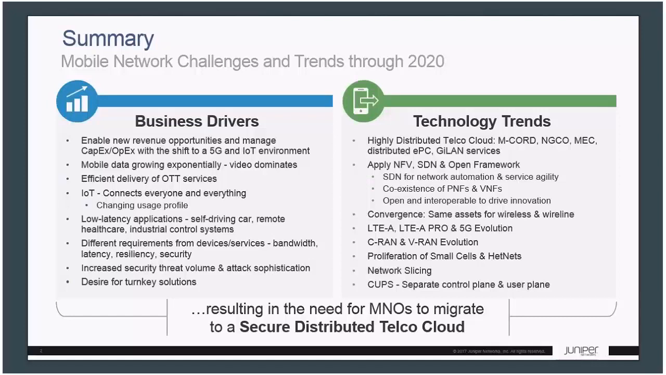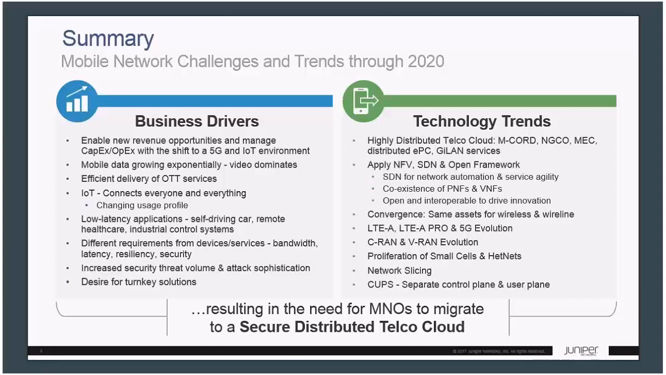This next slide shows a summary of the key mobile network challenges and trends through 2020. On the left side, you can see the business drivers. On the right side, you can see the technology trends. I will only touch upon a few in this presentation. Looking at the upper left corner, the first business driver, service providers are trying to find ways to enable new revenue opportunities and manage both CapEx and OpEx with the shift to a 5G and IoT environment.